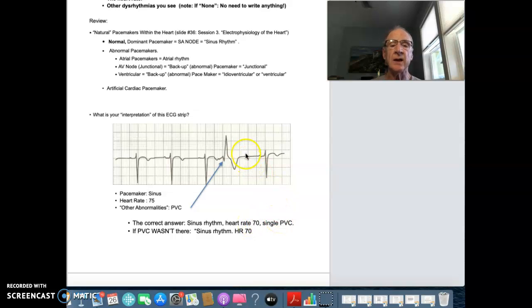But let's pretend for a second that this was not present in this strip. In other words, you just saw normal PQRS complexes, each beat. Then your answer would just be sinus rhythm, heart rate of 70. You don't have to put down there were no other abnormalities.